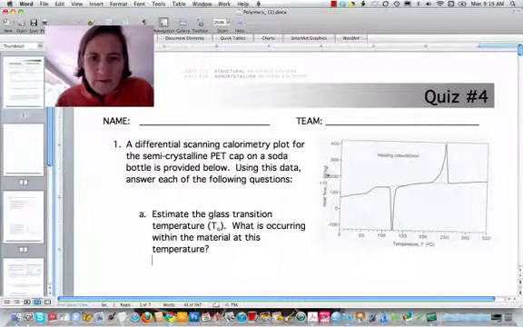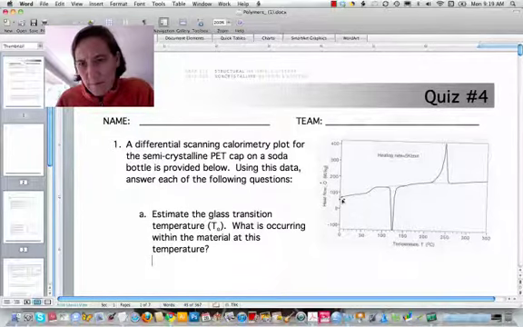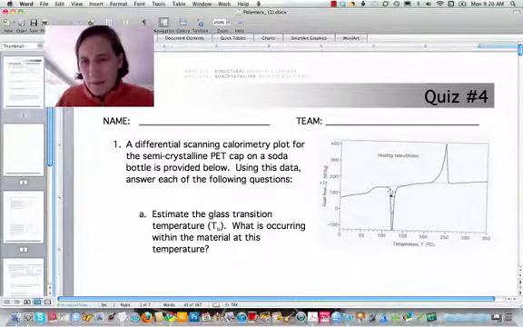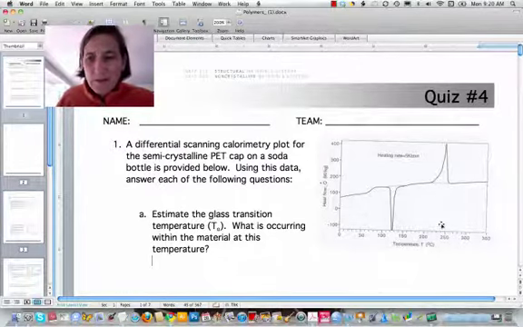This also shows an idealized output of a DSC, and you can see in this graph that you have something similar to the other graph, which is an increase of heat flow to the sample in order to maintain equal temperature, an exothermic event here, and then an endothermic event at a higher temperature.